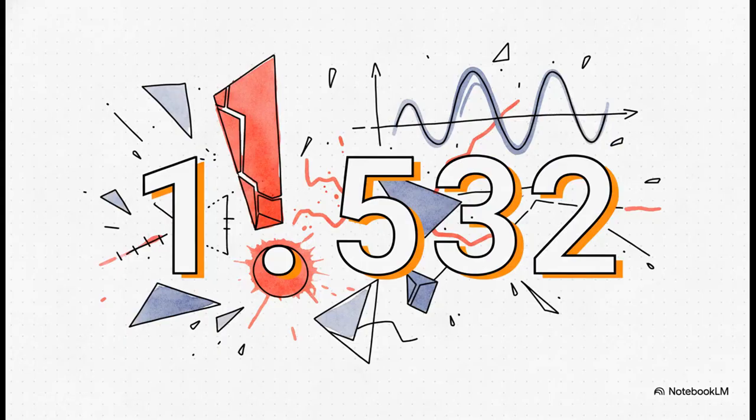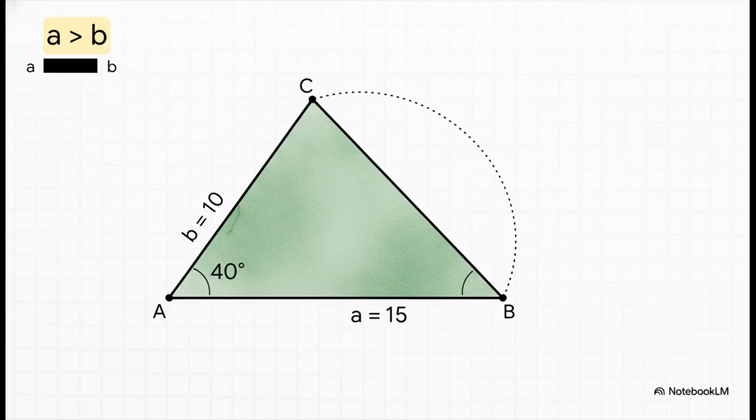And boom, that number, 1.532, that's our big red flag. The sine of any angle in the universe can never ever be greater than 1. It's just not possible. So since our math led us to an impossible answer, our conclusion is simple. You can't build a triangle with these parts. Case closed. Okay, on to our second case. Here we've got angle A at 40 degrees, side A is 15, and side B is 10.